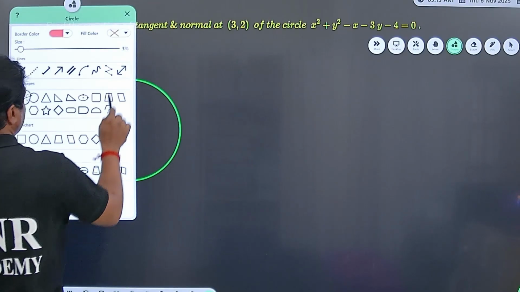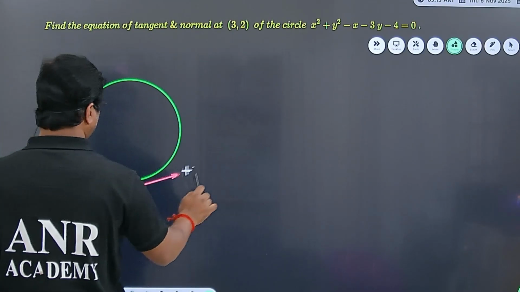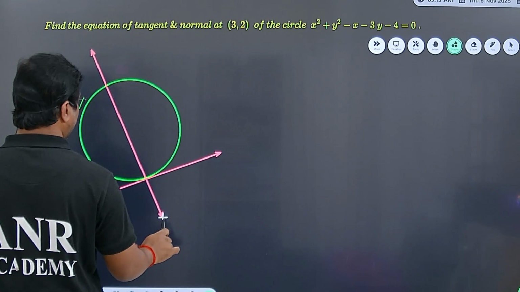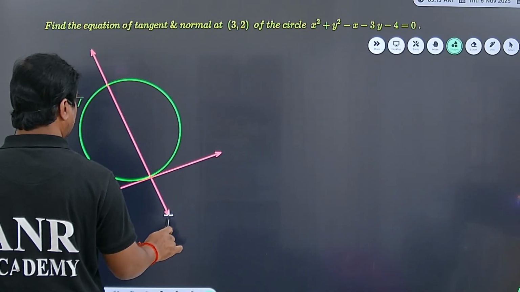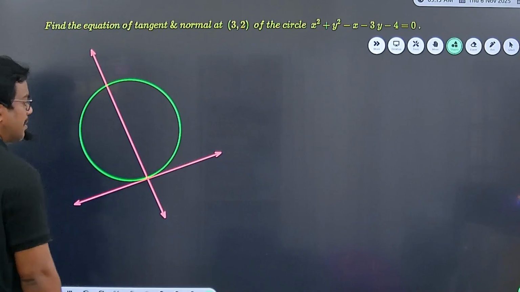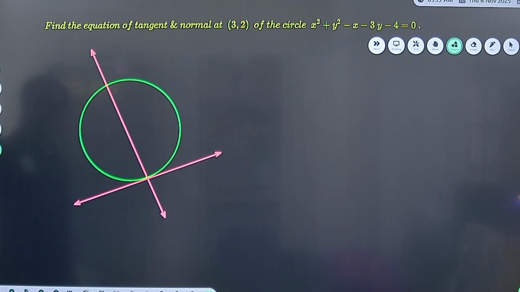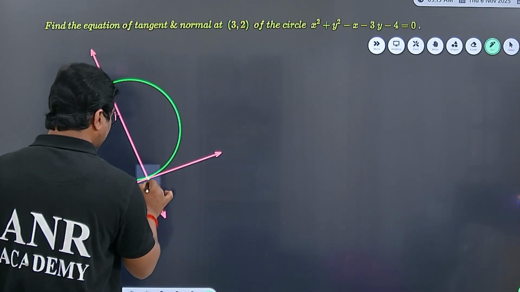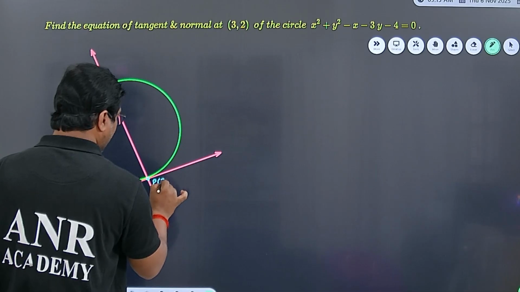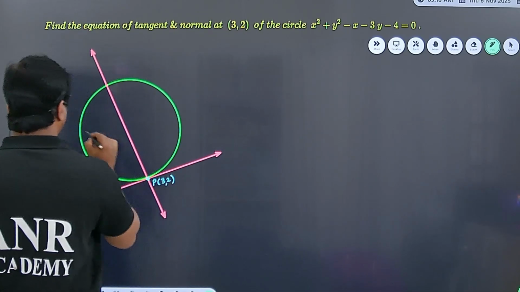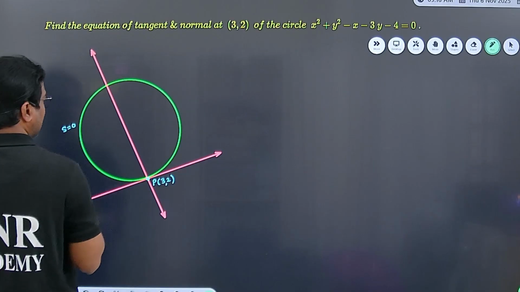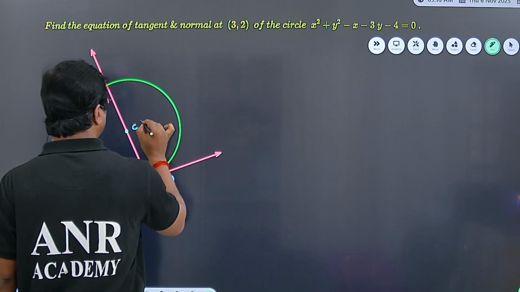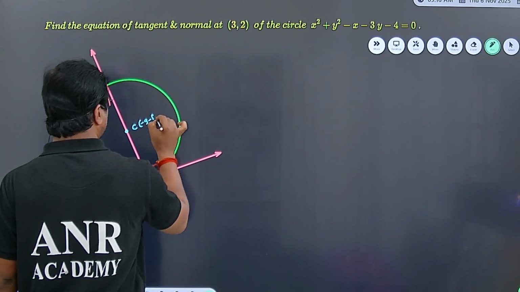Next I am going to draw a tangent. Suppose this is tangent. This one is called normal. S. Given point P here, 3, 2 and circle S equal to 0. This is center. Normal always passes through center of the circle, remember. Center is minus g comma minus f.